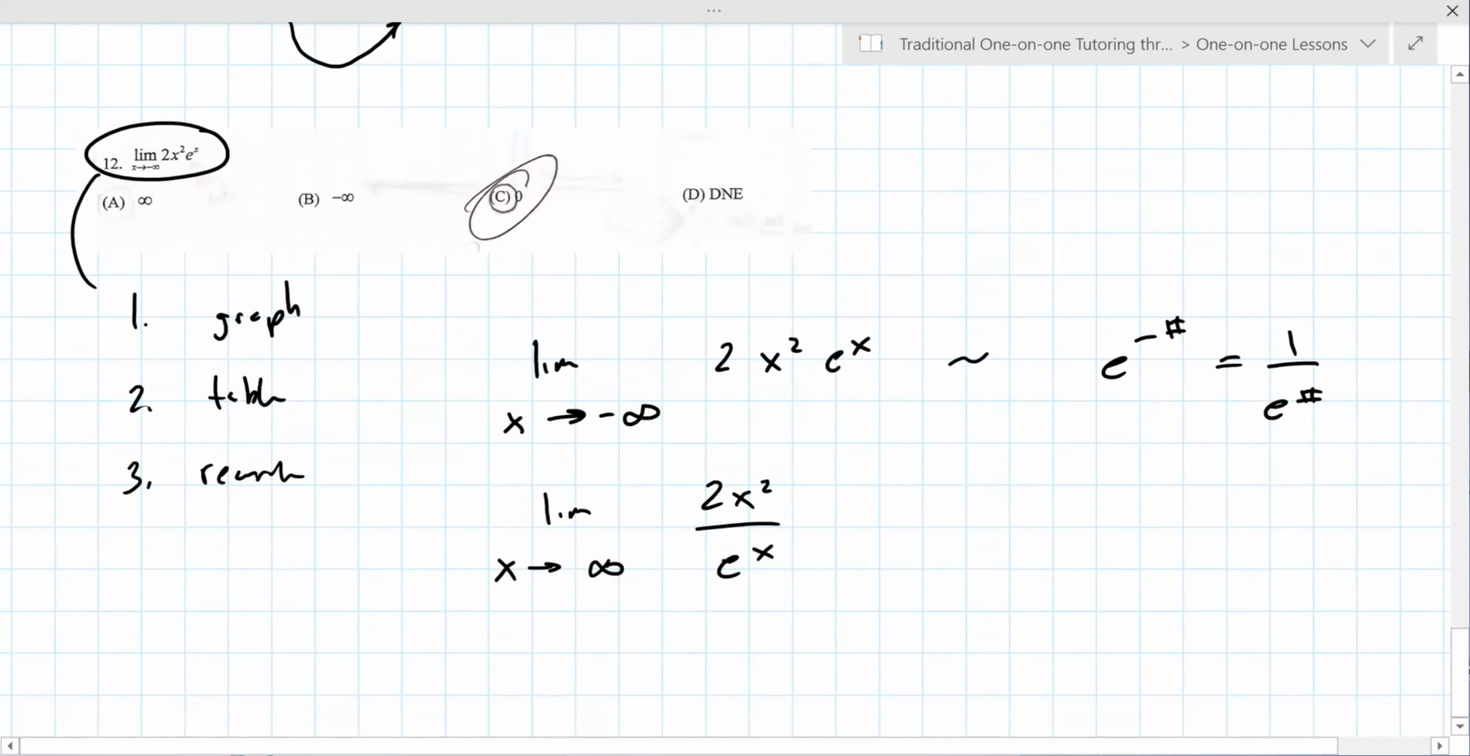So the question here is which grows faster? If you were to graph these, you would say, well, doesn't x squared go pretty fast? It does, but e to the x grows way faster. So this one gets to infinity first. And so because it's like 0 over infinity, it becomes 0. Oh, okay. I see.